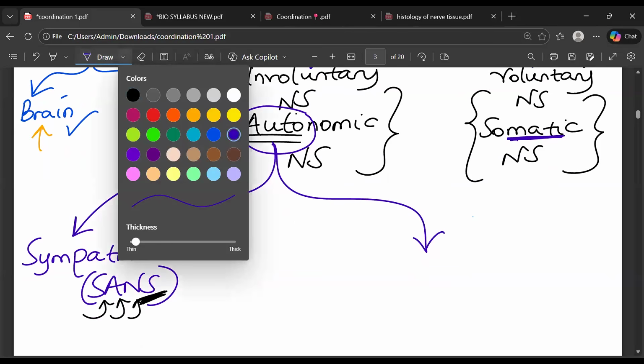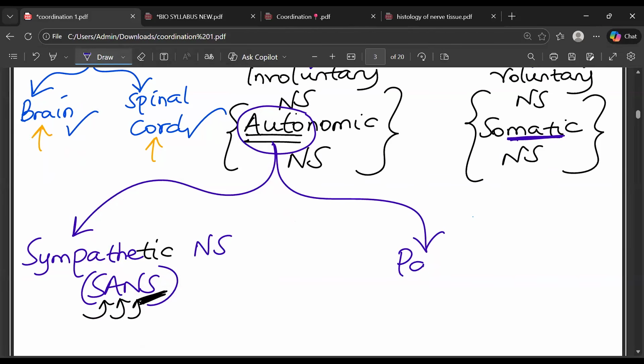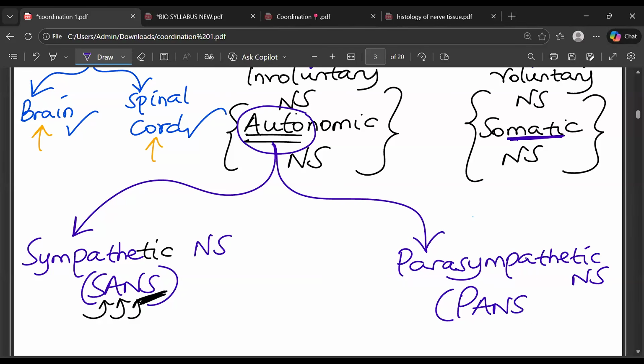And then this side, I will have the parasympathetic nervous system. Or someone can come up and say the parasympathetic autonomic nervous system, the PANS. You get the PANS.